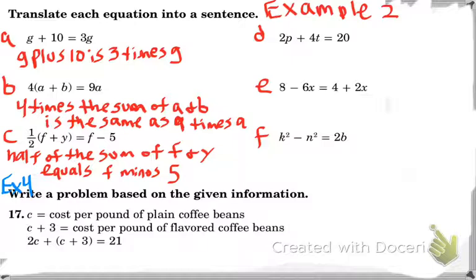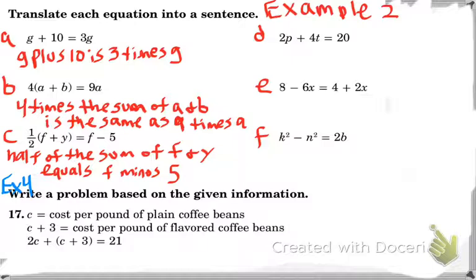They said that C is equal to the cost per pound of plain coffee beans. They then told us that C plus 3 is equal to the cost per pound of flavored coffee beans. So I think you can notice that flavored coffee beans, because it says C plus 3, are going to cost more. And in fact, they're going to cost $3 more. So that's what we're doing in this question. We're going to actually write a story that we could have used these equations to model, to work with.